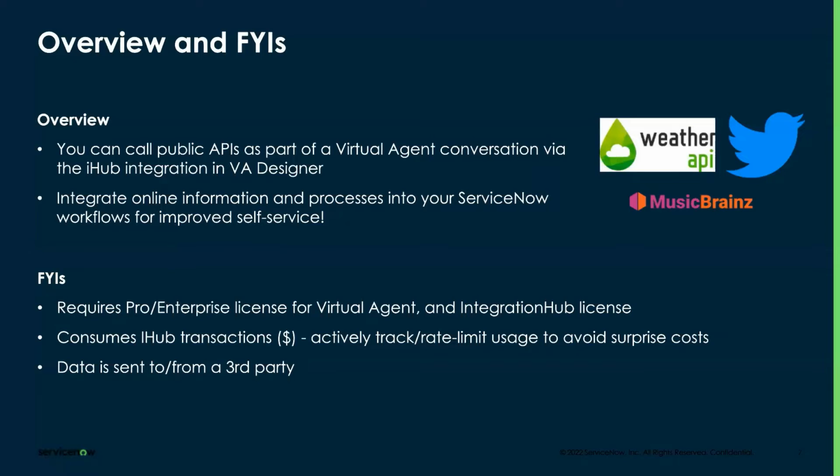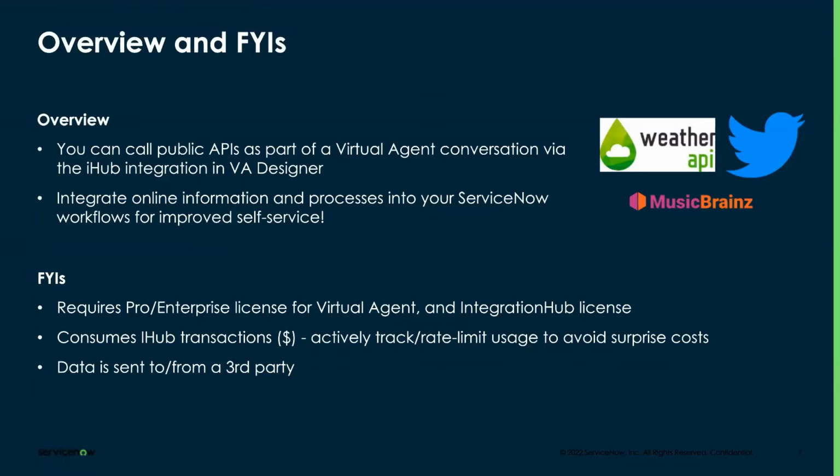Some callouts. Not only, of course, will you need a pro or enterprise license for virtual agent, you'll also need an Integration Hub license. So I believe there are varying levels to that. Starter is all you need. I know it goes up to professional, I think, for Integration Hub as well, or beyond, but you at least need some Integration Hub license. It does consume Integration Hub transactions, and I do know there is a per action cost. I think some dollar amount per 1,000 transactions or per 5,000 transactions. Check with your AE on that.